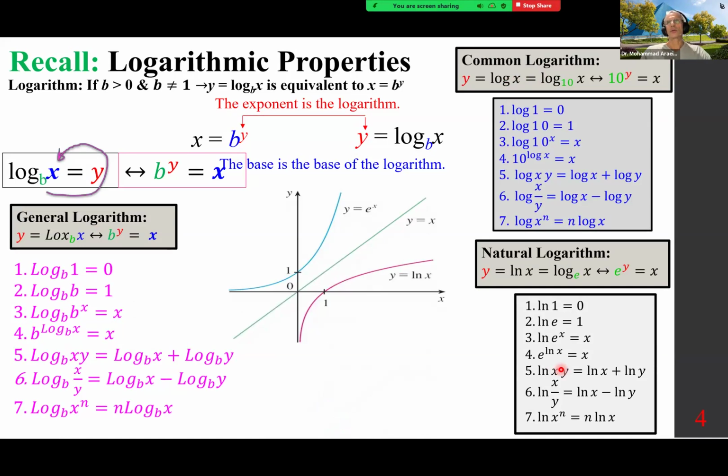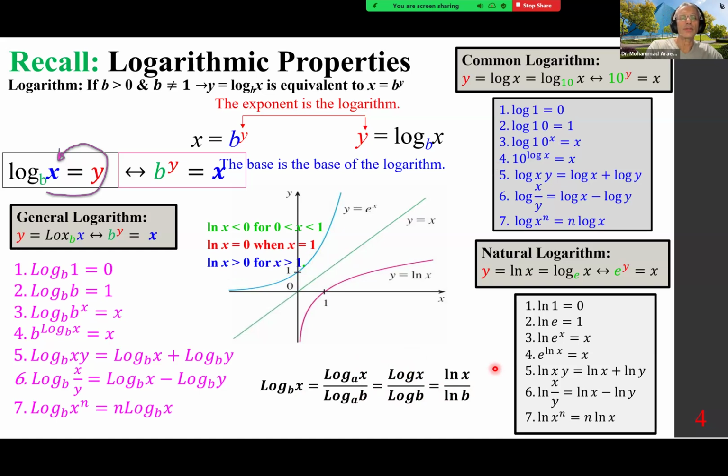Natural logs and exponential functions with base e are inverse functions, so they are symmetric with respect to y equals x. Change of base formula: log base b of x is log x over log b, same base, any base, for example a, but we choose either common log or natural log. And of course, ln x equals 0 at 1. It's negative if x is between 0 and 1, and if x is larger than 1, it's positive.